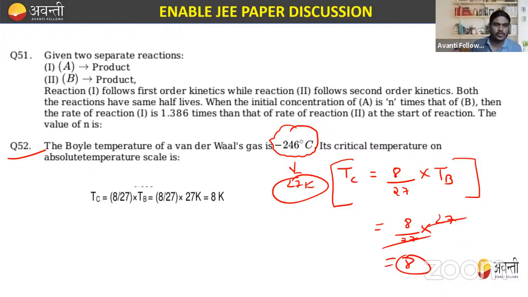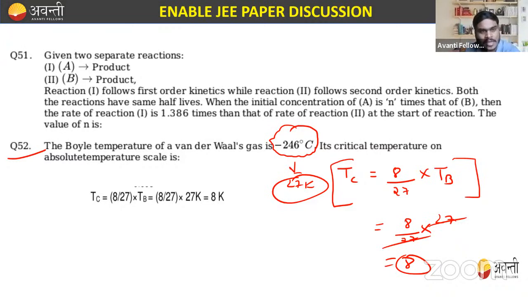Now, next move to question number 51. Okay. And this one is a very important question, try to focus on how to solve this question. I'm going to explain in a very deep way. So watch this carefully, beta, how we will solve it. Okay. So what the question asks is, given two separate reactions, A gives product 1, B gives product 2.